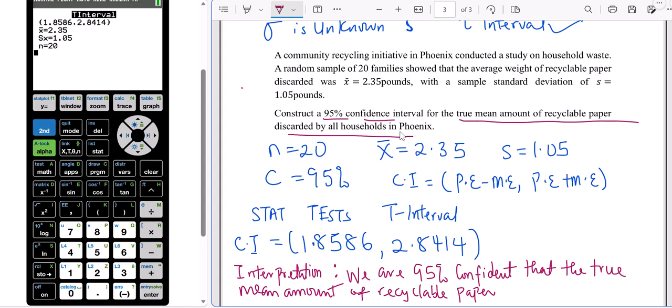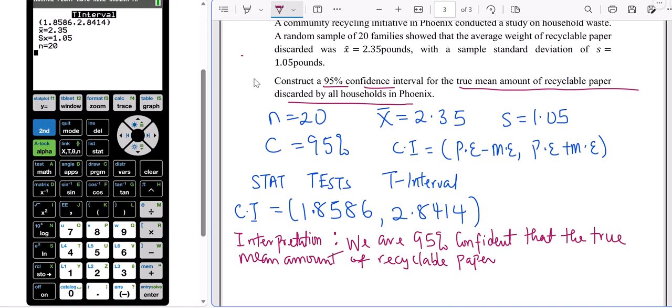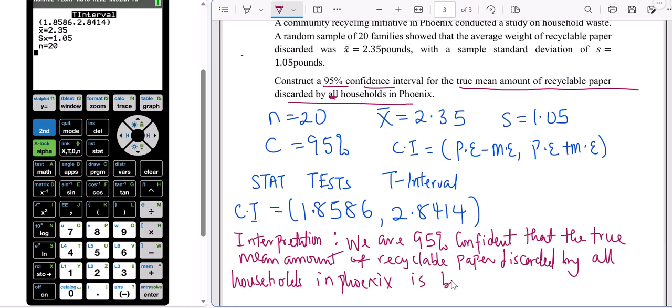discarded by all households. The word all is very important here because here we're talking about the entire population. Discarded by all households. Now we are not dealing with the sample size again, we are dealing with the entire population. In Phoenix is between 1.86 and 2.84. So this is how to interpret.